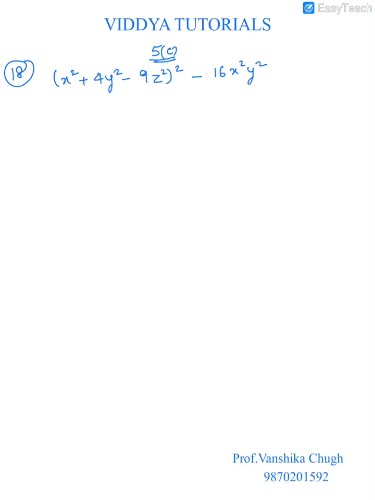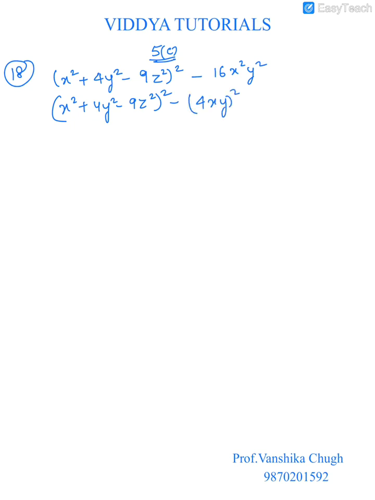Students, in this video we can see the sum number 18 of exercise 5c, where I see x² + 4y² − 9z² the whole square − 16x²y². So now this first term is already a perfect square, and I will change this also in a square form. So I get (x² + 4y² − 9z²)² − (4xy)².